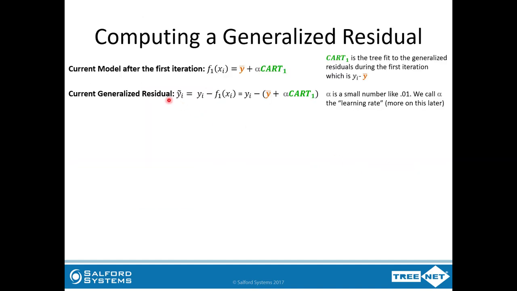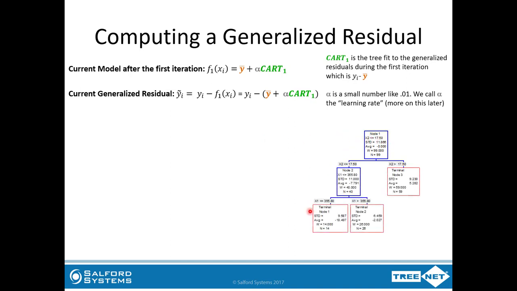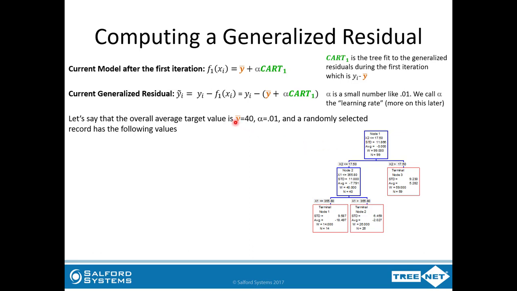Remember, this is our current model after the first iteration, and CART 1 is just the tree fit to the generalized residual during the first iteration, which was just yi minus y bar. So our current generalized residual is given here. Remember that alpha is just that small number, like 0.01. Let's suppose that CART 1 is this tree, and we'll give a value for y bar to keep things simple, maybe 40, and let alpha be 0.01.